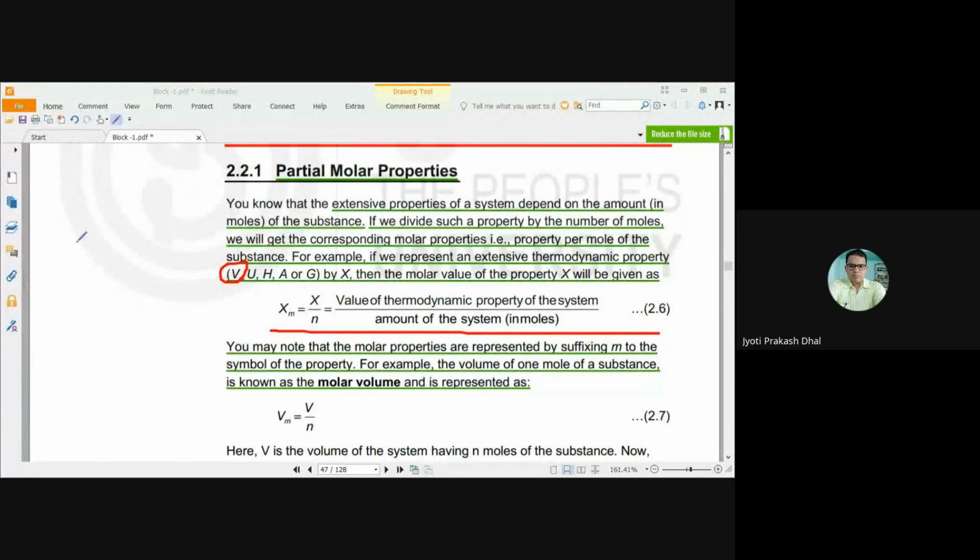Okay, the screen is visible. Yes, sir. Right, okay, now it is visible.